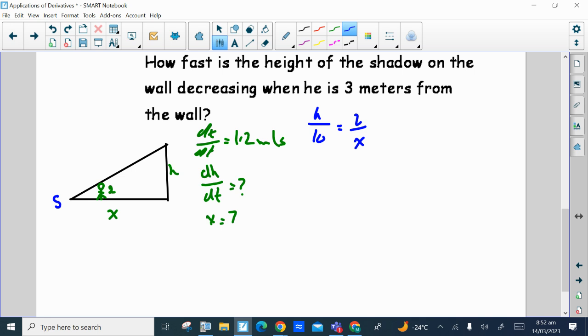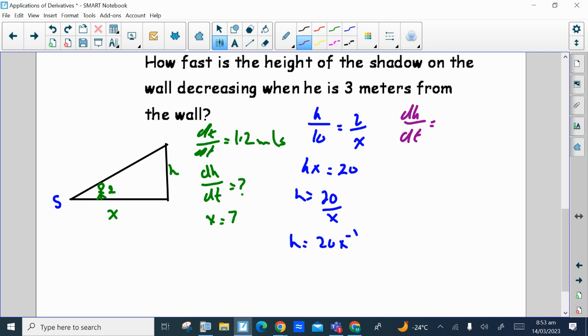So if you cross multiply here, you'll get h times x equals 20. And then h will equal 20 over x, or h equals 20x to the negative 1. So there is an expression that we can use. Our equation must have x in it because we're given dx by dt. It also must have h in it because we want to find dh by dt. We have an expression that relates those two variables together. So now we will differentiate both sides with respect to time.